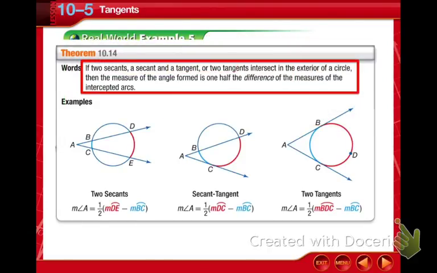If two secants, a secant and a tangent, or two tangents intersect the exterior of a circle, then the measure of the angle formed is 1/2 the difference of the measures of the intercepted arcs. So all 3 of these images use the same formula. This one is similar to what we did previously, however now instead of addition, we're subtracting. So same concept, different equations.